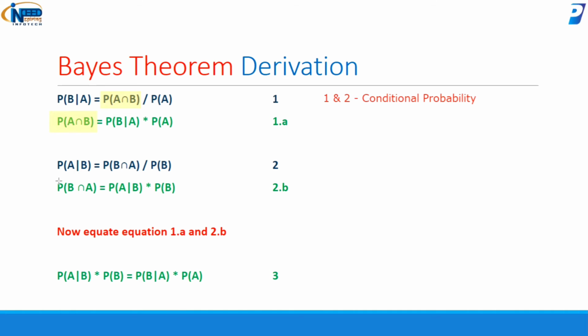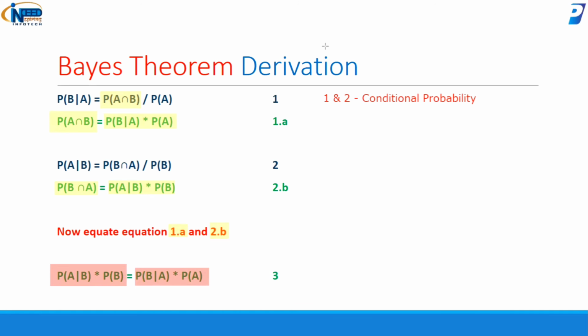In a similar way, from equation 2, we are taking probability of A intersection B, and the denominator we have taken to the right hand side. So we have got this expression. Now, because we know that probability of A intersection B and probability of B intersection A are the same, we can equate equation 1.a and 2.a. Once we equate both sides, we get probability of A given B into probability of B is equal to probability of B given A into probability of A. This is the equation we get.